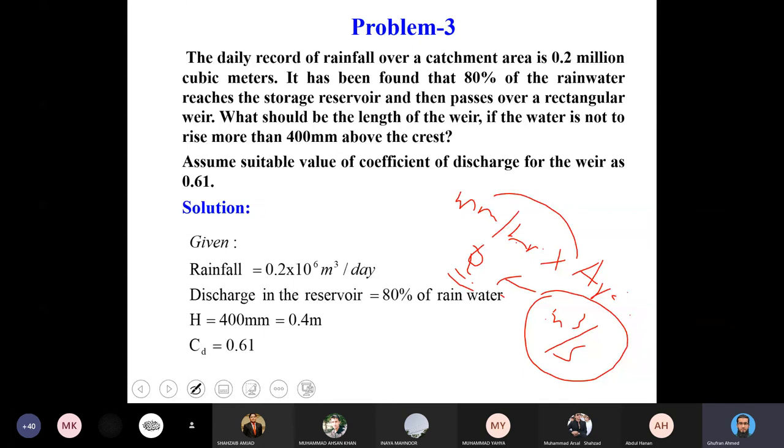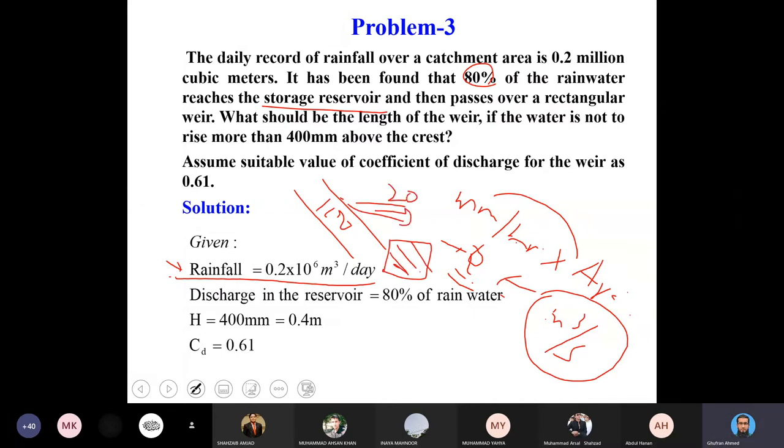So which is directly given in this problem, the daily record of rainfall, the volume of water coming into the catchment area, is 0.2 million meter cube per day. This is the rainfall. However, it has been found that 80% of this rain water reaches the storage reservoir. So 20% are losses, or you can say that it can move to any other place. Just like 100% water was flowing here, and we have a small drain here and a storage reservoir here. So 20% we saw gets diverted somewhere else, so 80% is coming into this reservoir.